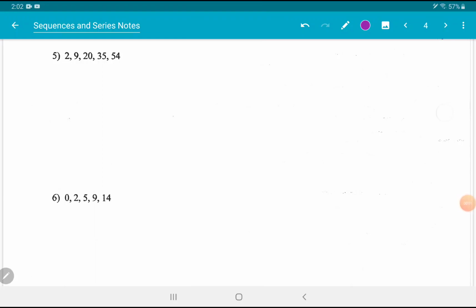Welcome back to another lesson on sequences. Today we're going to be taking a look at a mix of arithmetic, geometric, and neither sequences. Let's take a look at number 5 here. 2, 9, 20, 35, and 54.